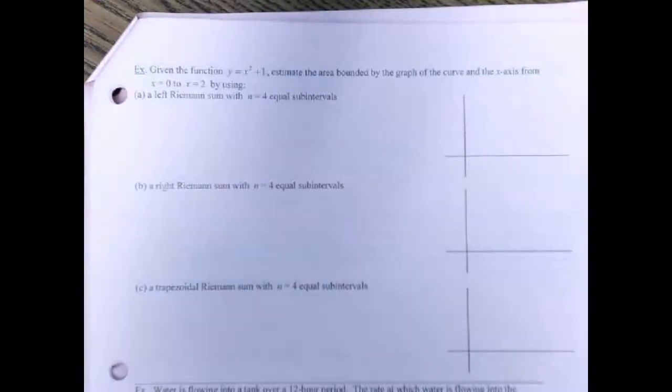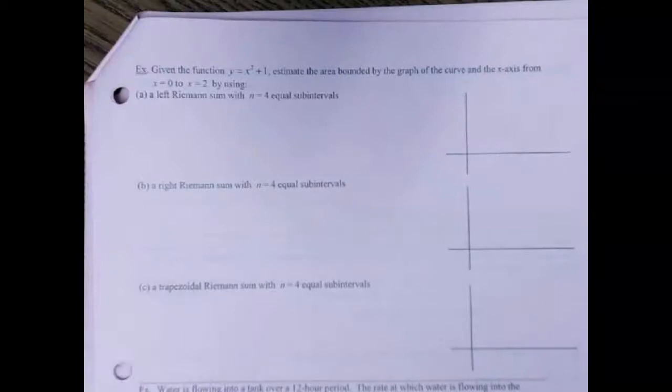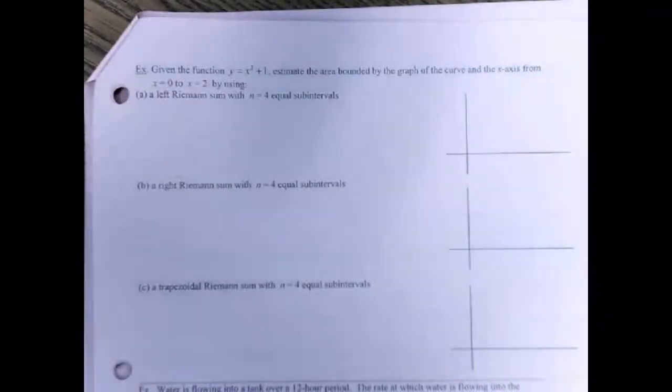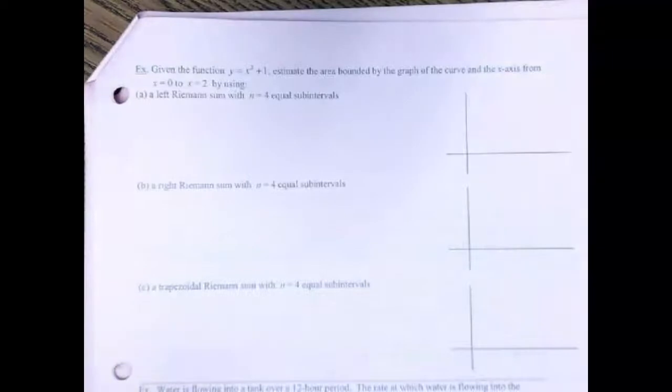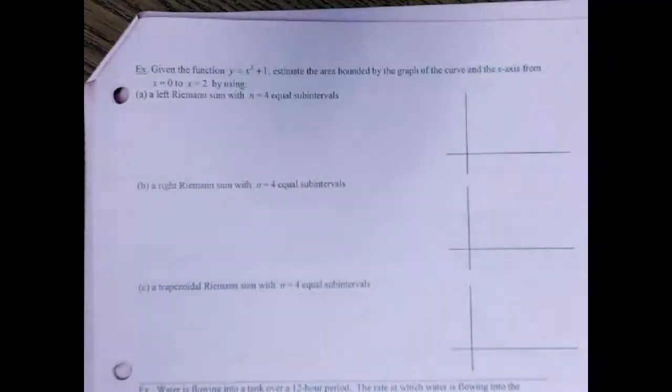We've got just 2 more examples. Part A, B, C on that one, and then part A and B on the one below. Given the function y equals x squared plus 1, estimate the area bounded by that graph and the x-axis from 0 to 2 by using a left Riemann sum, right Riemann sum, and then a trapezoidal Riemann sum. Alright, so let us go forth.